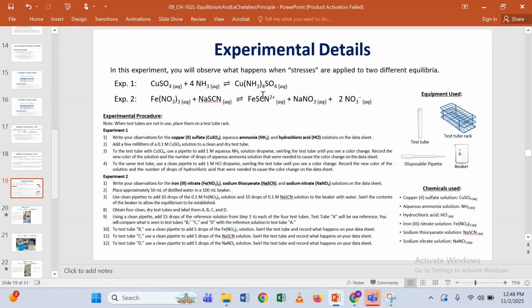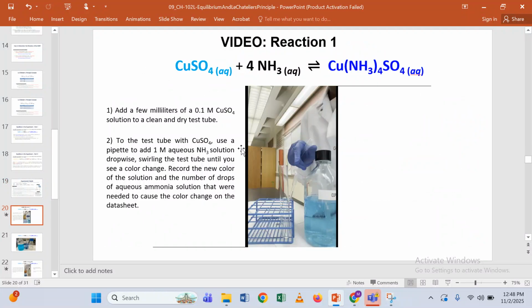So again, here are the experimental details. We got CuSO4 plus NH3 giving us Cu(NH3)4SO4. And we also have Fe(NO3)3 plus NaSCN giving us FeSCN2+ plus Na+ plus NO3-. We're going to start right away by watching the experiment and then answering the question.